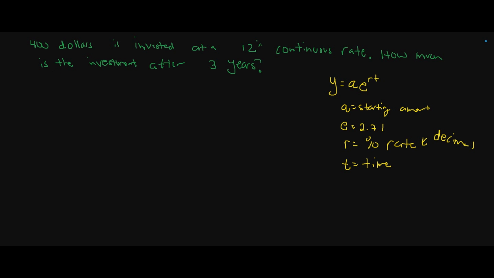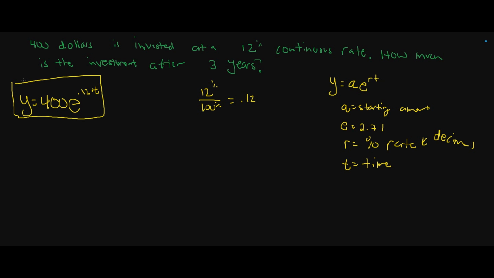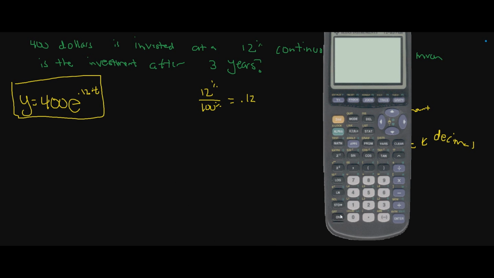All right. So to start this problem off, well, it's not too bad. Our starting amount is just 400. So 400 e to the, well, it's at a 12% rate. Let's turn that to a decimal by dividing by 100. And 12 divided by 100 is 0.12. So I'm just going to get 0.12 times T. And that's it. I'm done setting up my equation, right? The hardest part was getting to this equation, but after you got this section here, you're done. It's all set up, okay?